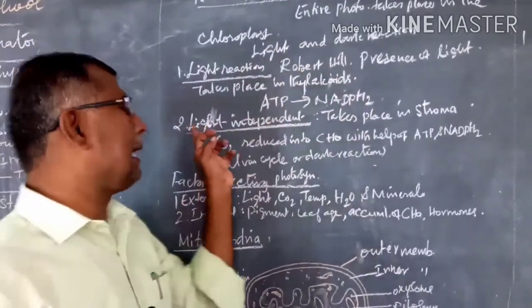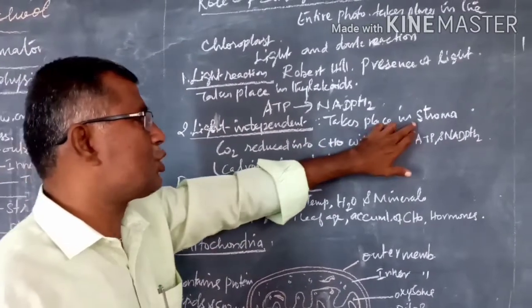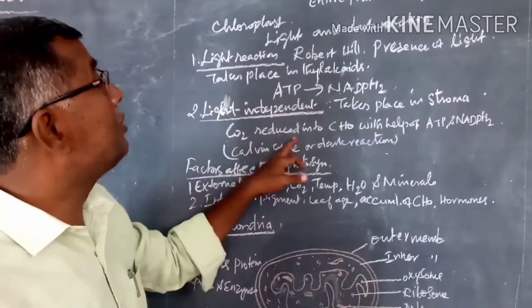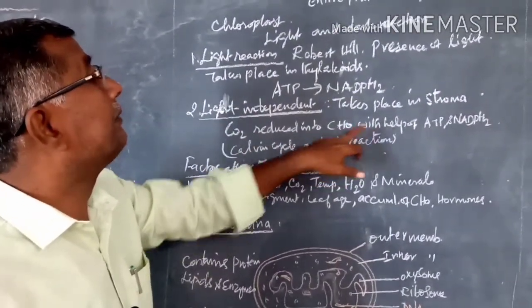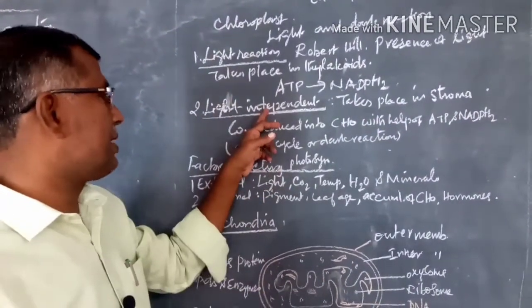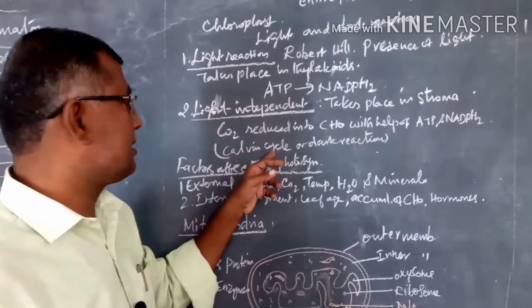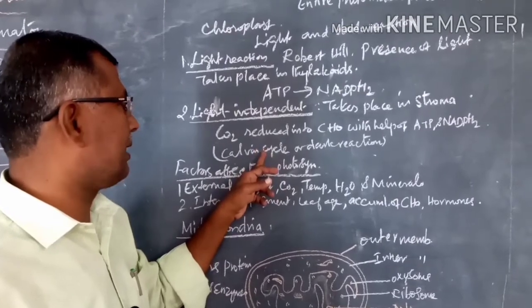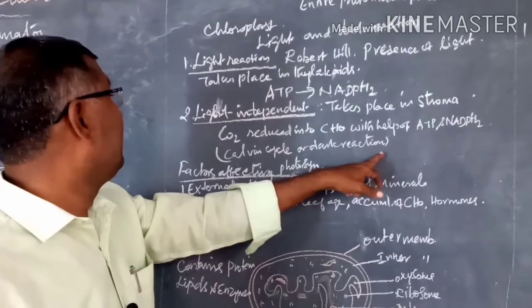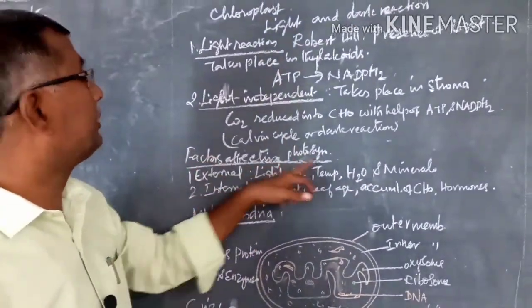Understand? Next one is the light independent reaction, or dark reaction. It takes place in the stroma of the chloroplast. The CO2 is reduced into carbohydrates with the help of ATP and NADPH2. This was first discovered by Calvin, and hence this cycle is also known as the Calvin cycle. In the absence of light, we call it the dark reaction. Then what are the factors affecting photosynthesis?